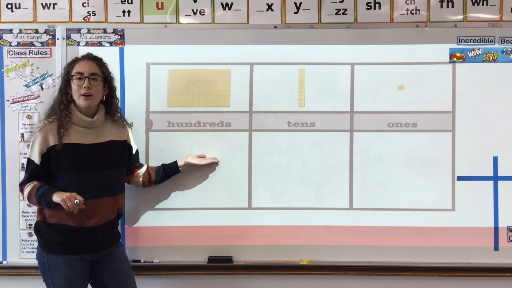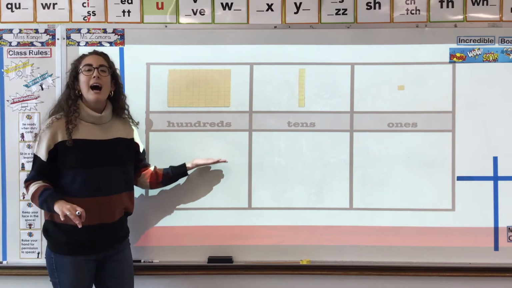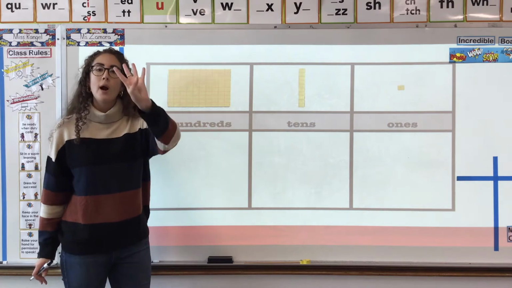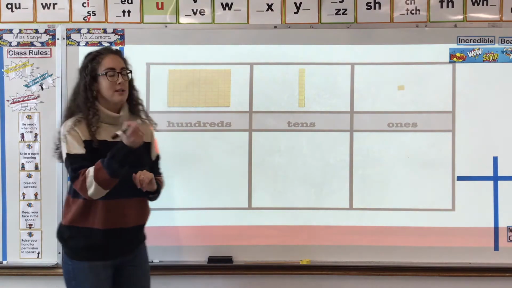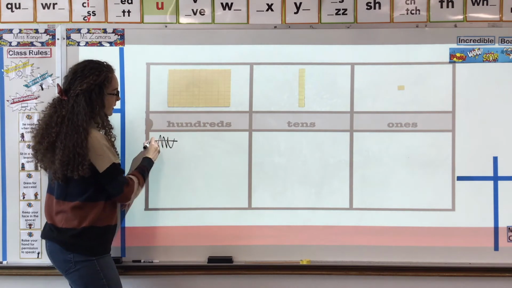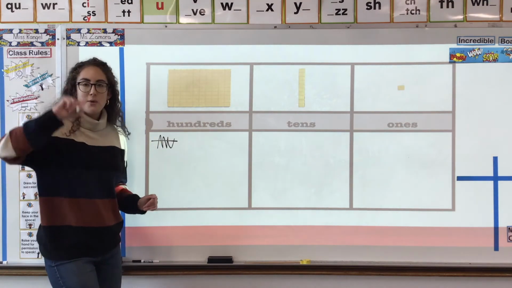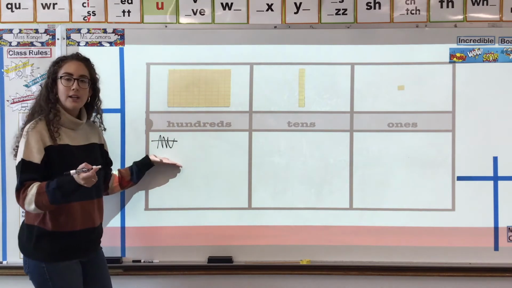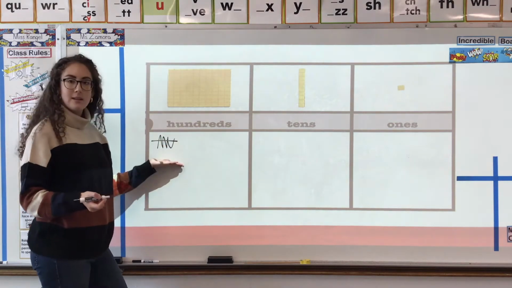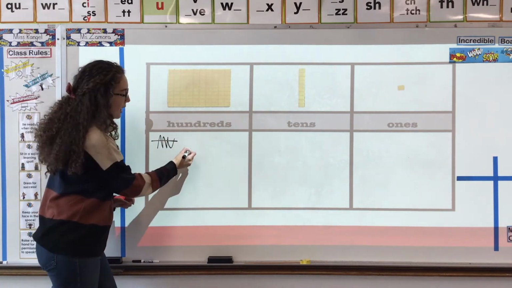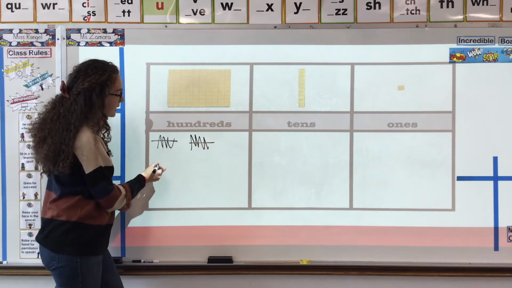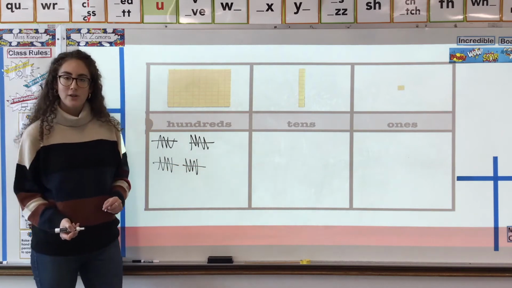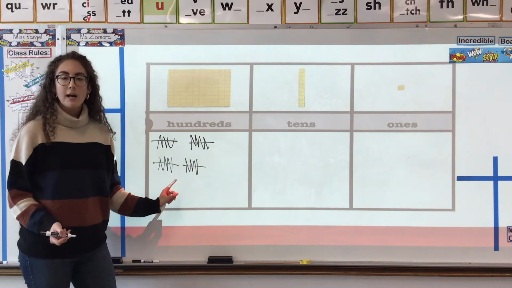So we're going to start over in the hundreds place. I want us to draw 4 hundreds. We're going to draw 100 like this. Squiggle and a cross through it. So I want you to do a small little squiggle and a line through it, and that is going to equal 100. Remember, we need 4 hundreds. So let's draw 4 hundreds together. We have 100, 200, 300, 400.